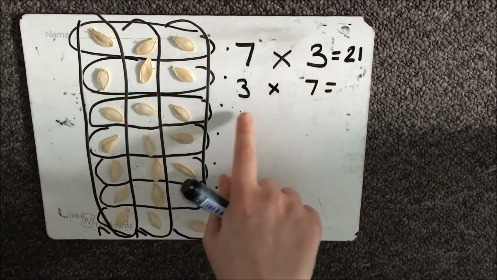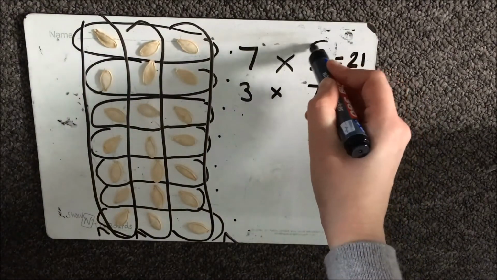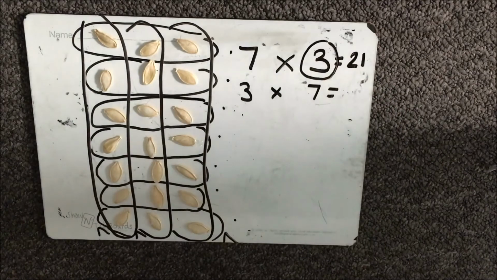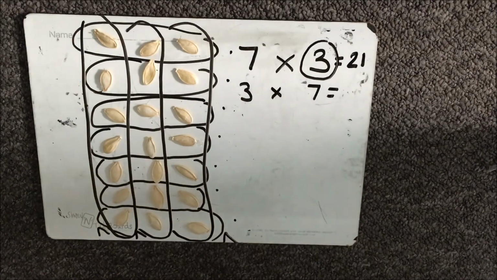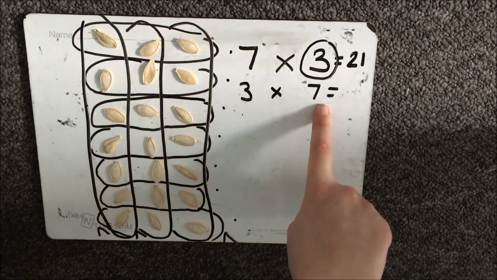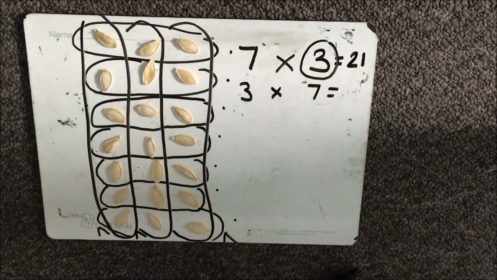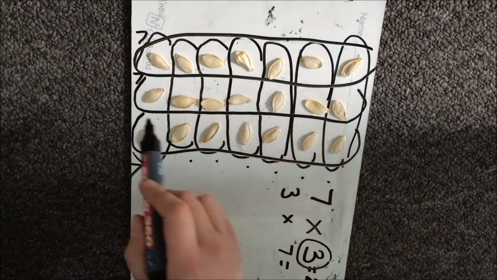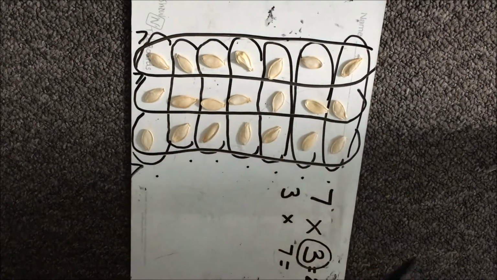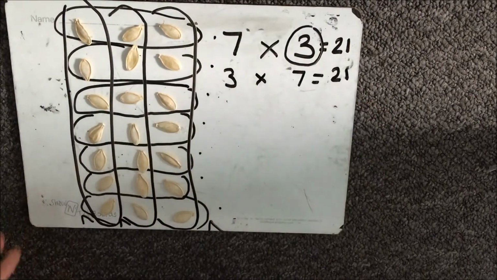7 times 3 or 3 times 7? A lot of you might have said this one, because we all know how to count in threes. Those of you who have learnt your 7 times table might say that one's easier for you because it's quicker. We only have to do 3 times 7, whereas here we have to do 7 times 3. Who can count in sevens? Should we try? 7, 14, 21. It's the same answer, so it doesn't actually matter which way around you do it.